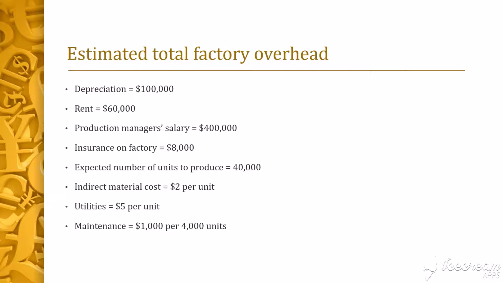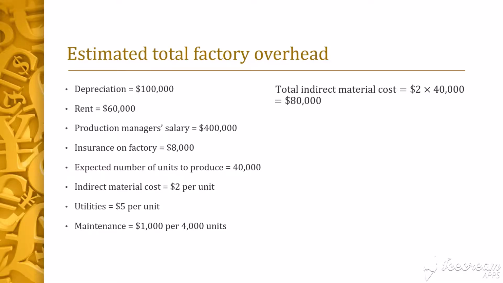Depreciation, rent, production manager's salary, and insurance of factory are fixed overhead costs. Given that the company expects to produce 40,000 units for the year and that it incurs $2 indirect material cost per unit produced, the total indirect material cost for the year is $80,000. Take 2 multiplied by 40,000.